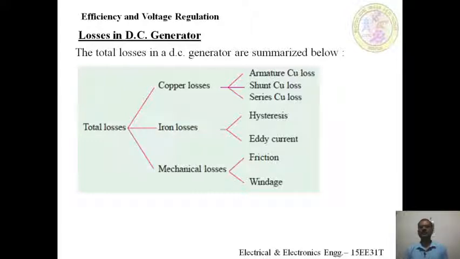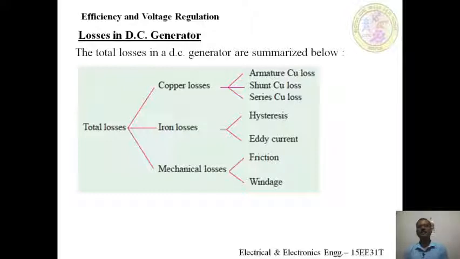Copper losses are the losses taking place in the copper area of the machine. That is, the armature copper loss in the armature winding, shunt copper loss and series copper loss in the shunt field winding and series field winding. Armature copper loss is given by armature current Ia square Ra. It is given by Ia square Ra.